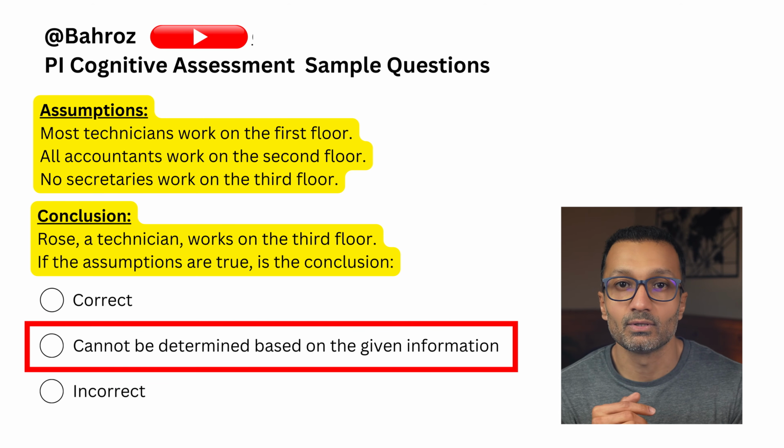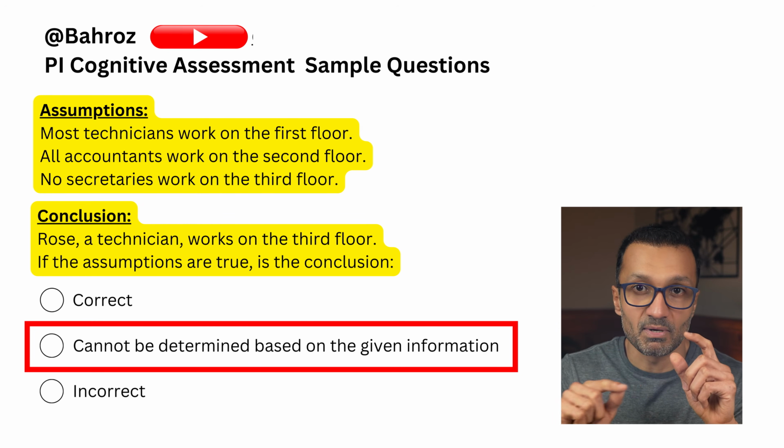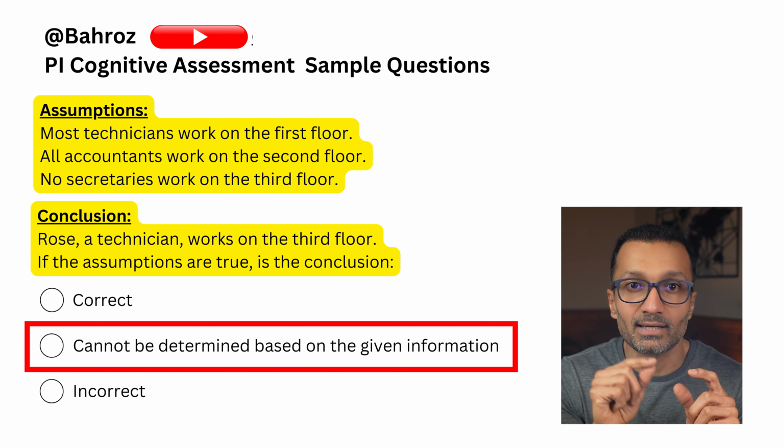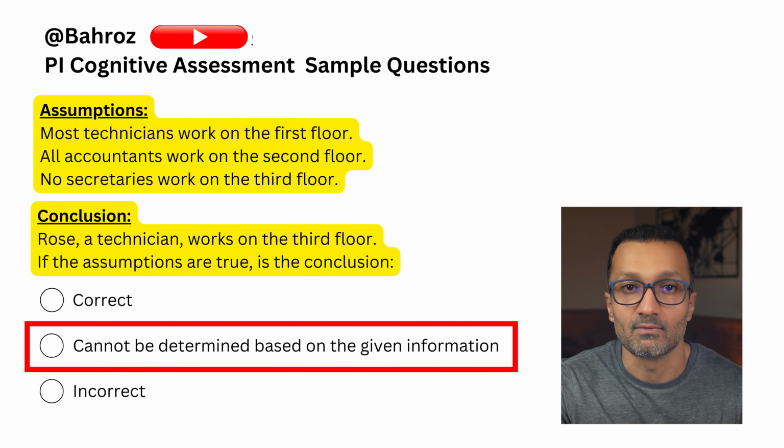Now, why? According to the first assumption, most technicians work on the first floor. This means, again, you have to think what each statement means. This means that at least one technician does not work on the first floor. Hence, Rose may or may not work on the third floor. Therefore, the conclusion cannot be determined on the information that is provided.